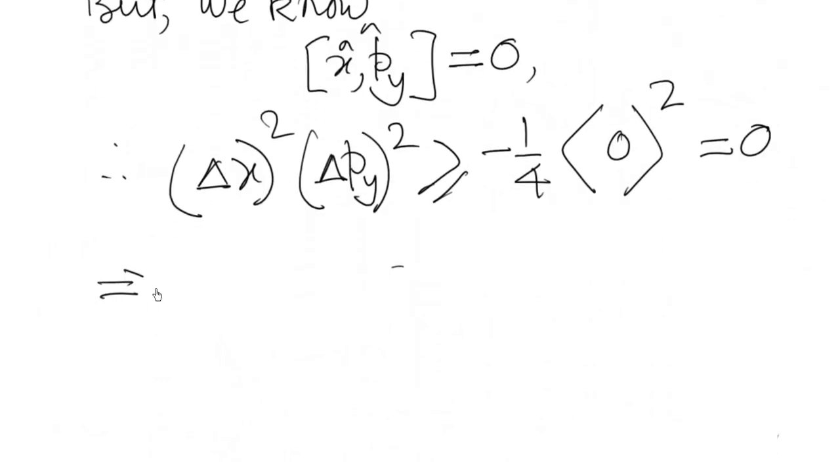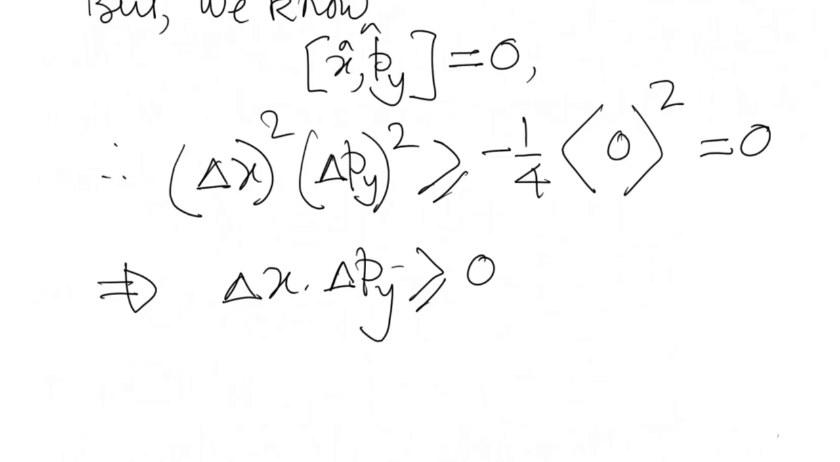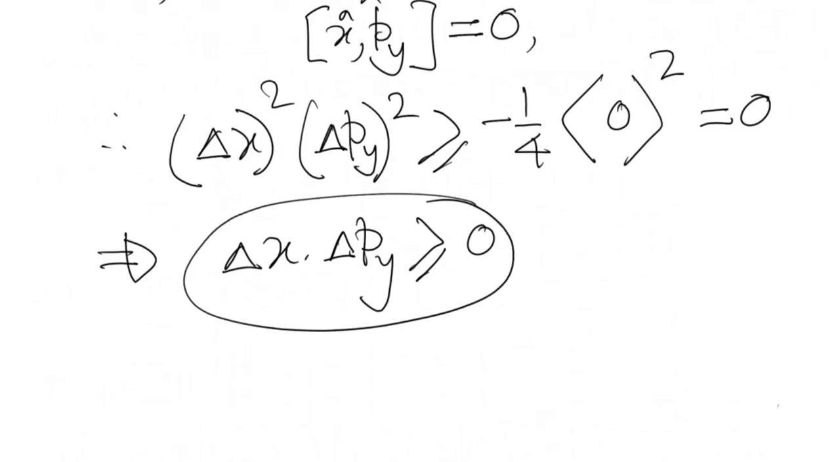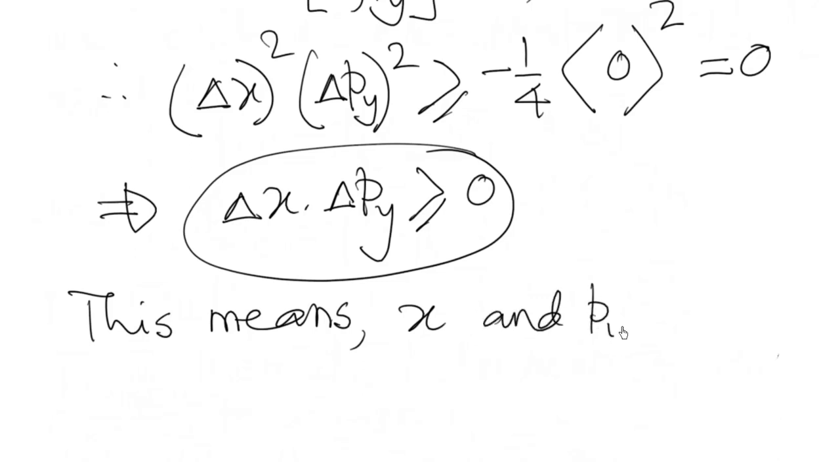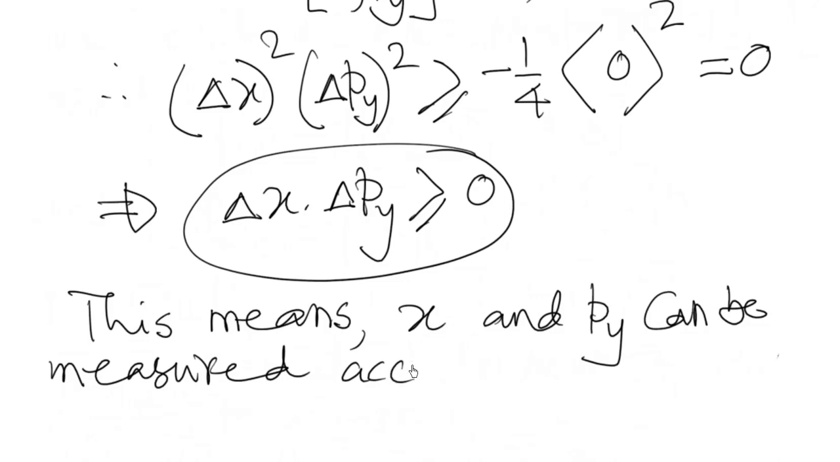That means the product of the uncertainties in x and py is greater than or equal to 0. Now, what is the meaning of this? We can have both delta x and delta py 0. And as delta x is very small, delta py can also be made very small because the right hand side is 0. This means the observables x and py can be measured accurately simultaneously.